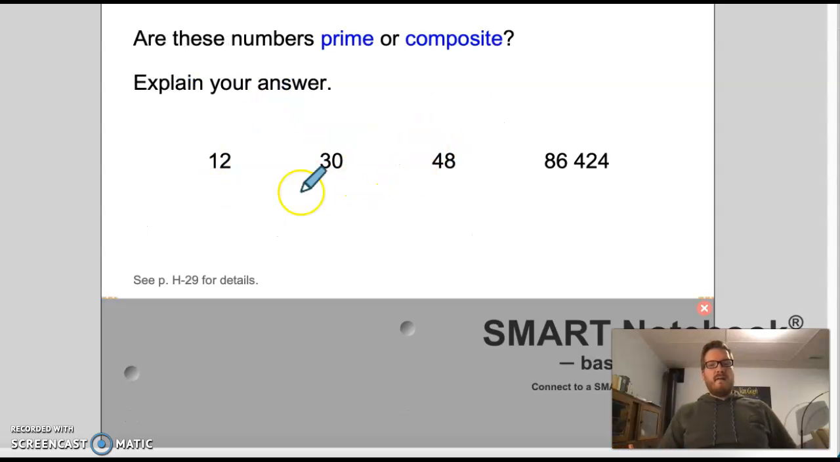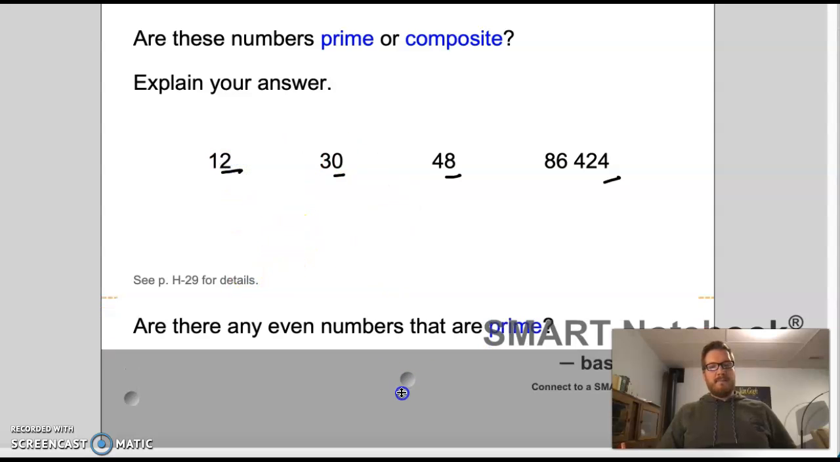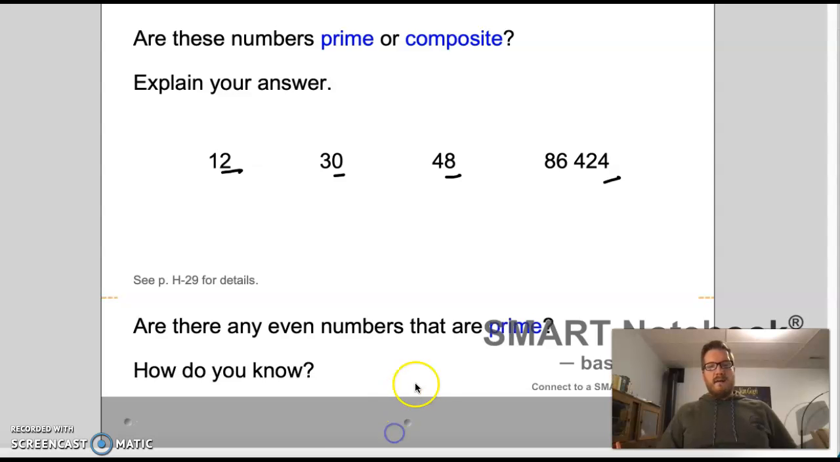All right, so are these numbers prime or composite? We have the number 12, the number 30, 48, and 86,424. These are all even numbers. They all end in a 2, 4, 6, 8, or 0. So they're all composite numbers because they've all got 2 as a factor. It says, are there any even numbers that are prime? How do you know? Well, we talked a second ago that there is. The number 2 is a prime number because it's only got 1 and itself as factors, and so it follows the technical definition for a prime number.